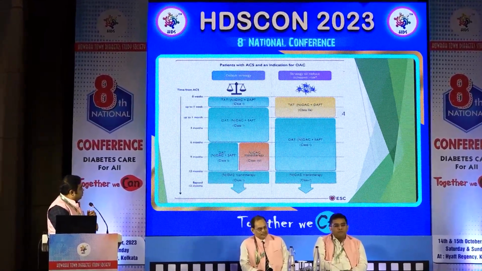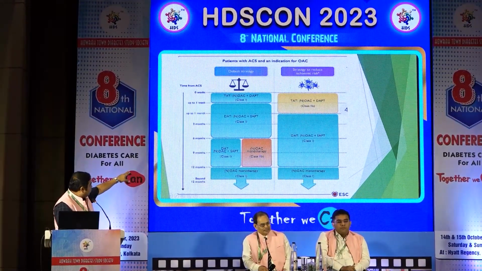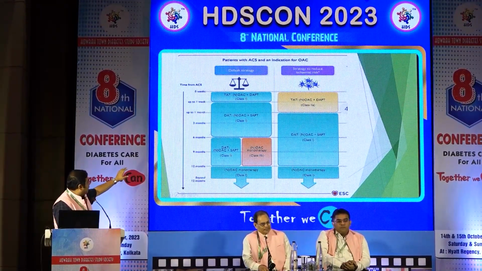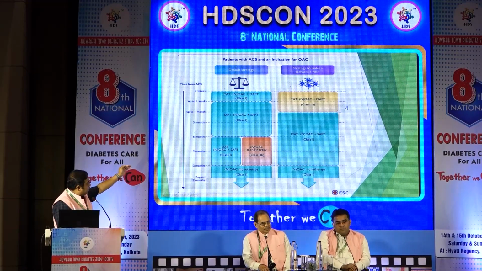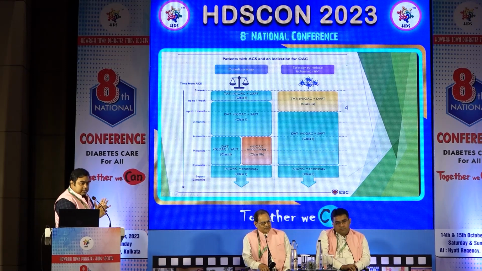After 1 month, you have to calculate the bleeding risk. If low bleeding risk, then you have to go for dual therapy with a P2Y12 receptor antagonist along with OAC, or aspirin along with OAC. OAC means either NOAC or warfarin or acitrom, whatever.